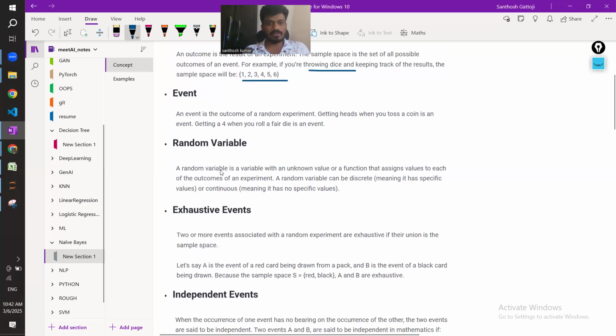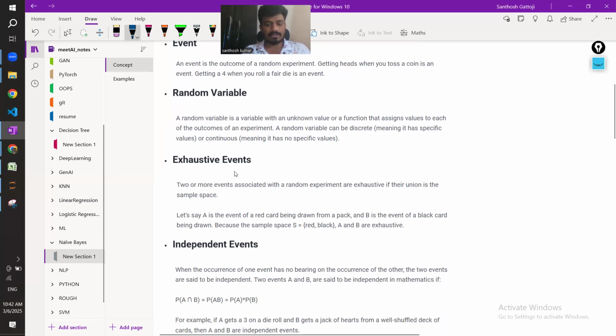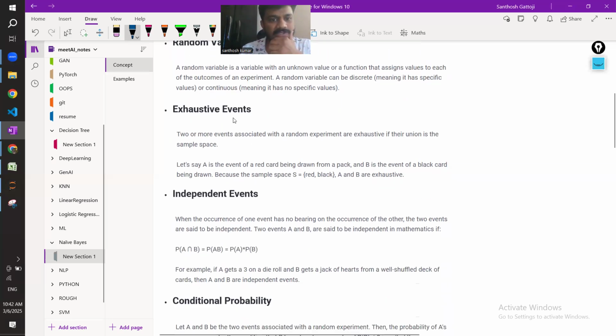Okay. So, what is a random variable? It is a variable, a function, that assigns a value to the outcome of an experiment. The random variable can be discrete or continuous, whatever value you are getting. And here the main things: one is exhaustive events, one is independent events, one is conditional probability. So now we will try to understand a few things in depth.